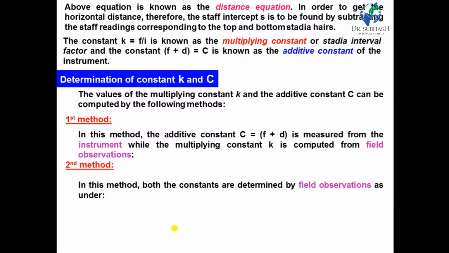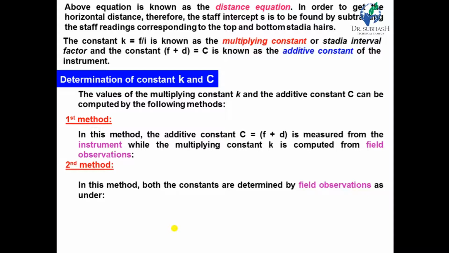The constant K is known as the multiplying constant, and F plus D, equal to C, is known as the additive constant. So another question arises in our mind: how can we determine the constants K and C? The values of the multiplying constant K and the additive constant C can be computed by the following methods. Two methods are generally used for determining the constants K and C.